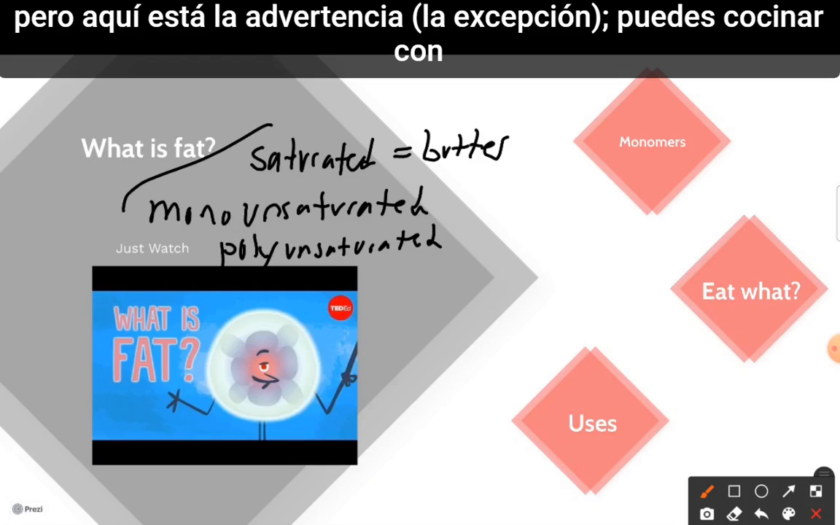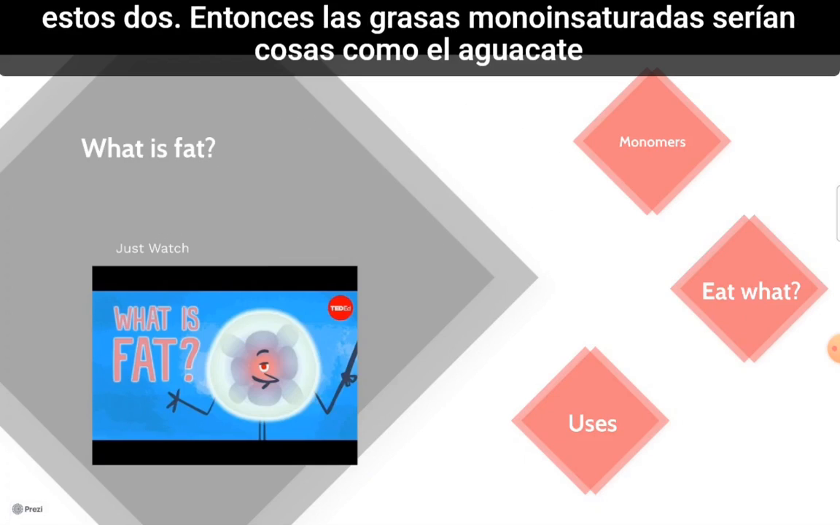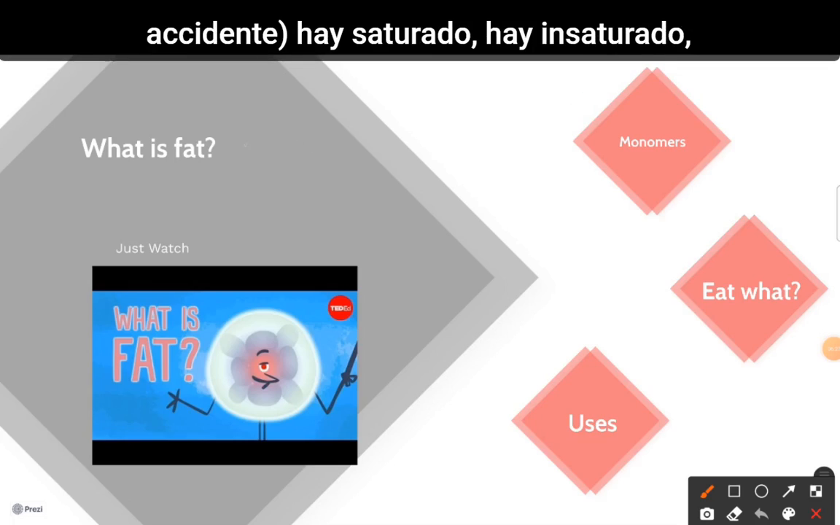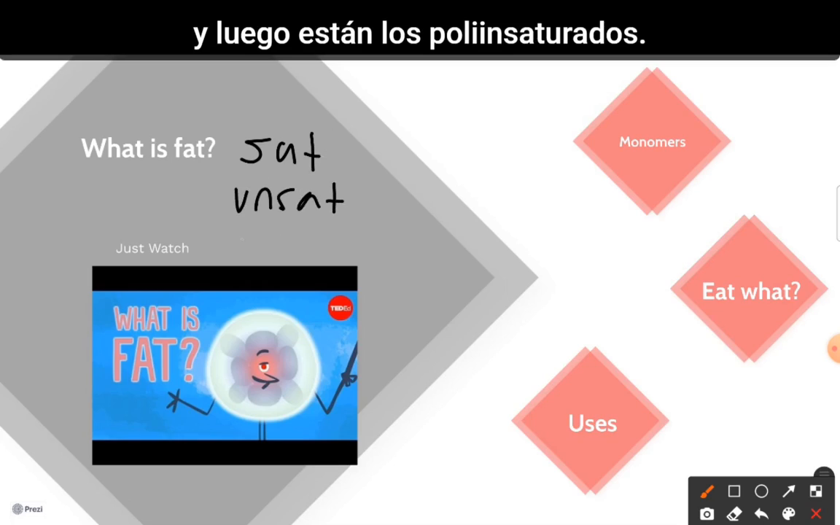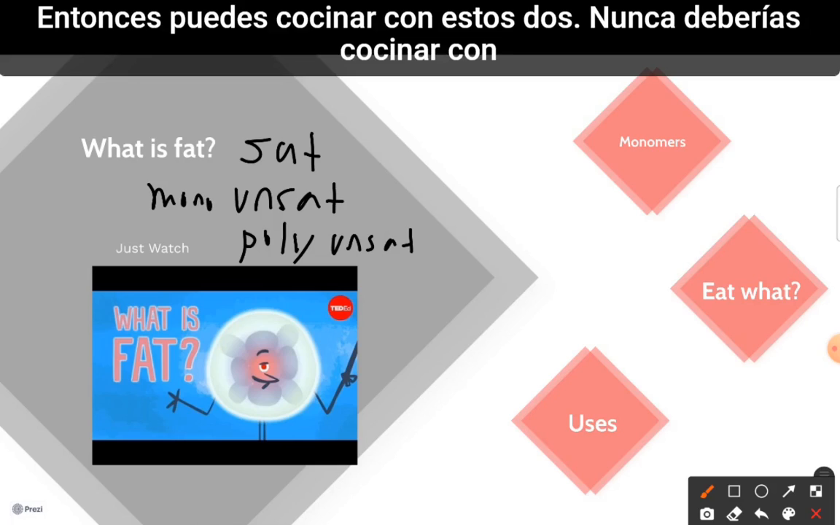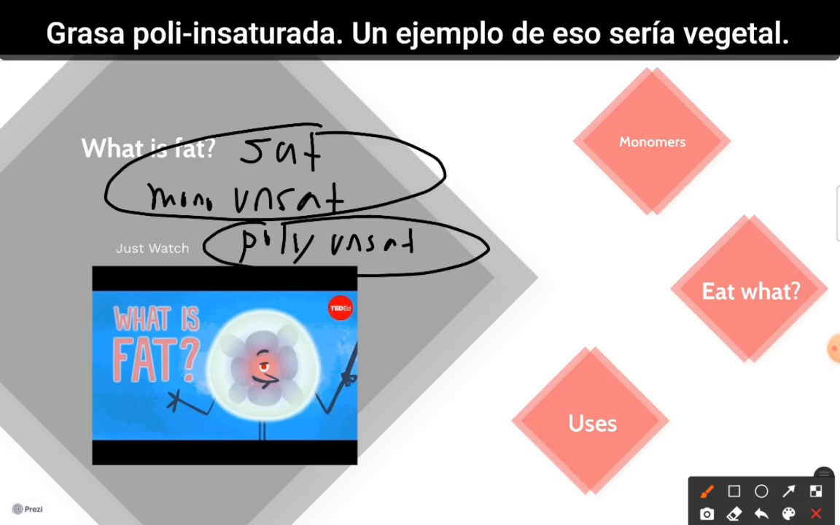You can cook with these two. So monounsaturated fats would be things like avocado oil. It's really good for you. So again, I just erased that by accident. There is saturated, there's unsaturated, and then there's polyunsaturated. So these two you can cook with. You should never cook with polyunsaturated fat. An example of that would be vegetable oil.